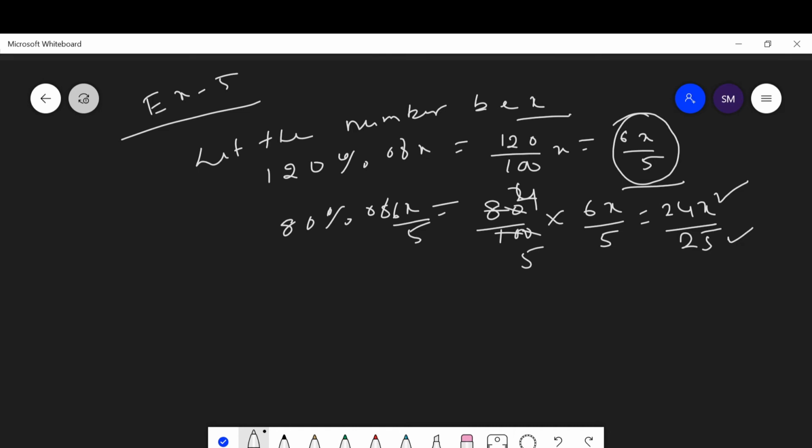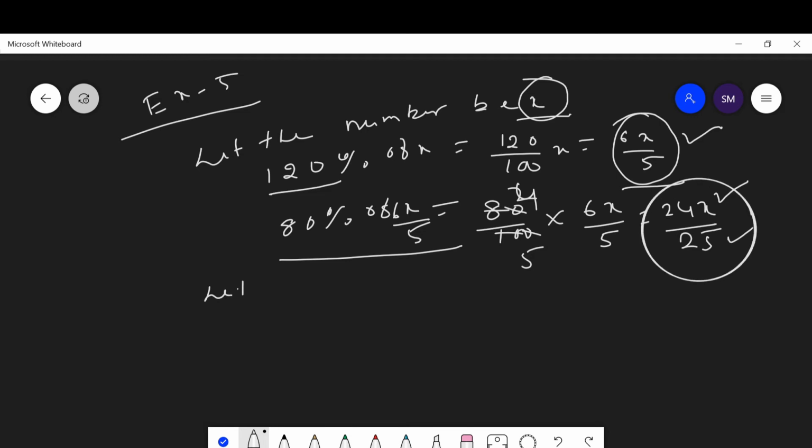Then here we have to find out the net increase or decrease. Here this is a decrease, because the number is x. When increased by 20%, it becomes 6x upon 5. Then after increasing, it is decreased by 20%, meaning you get 80% of 6x upon 5. This is 24x upon 25.